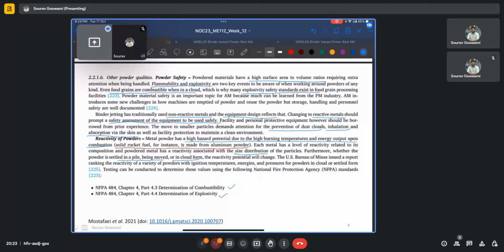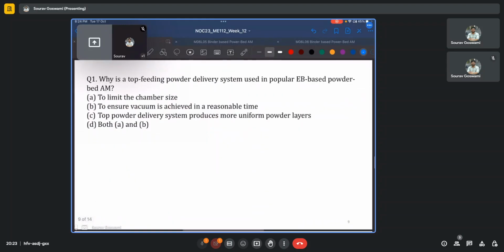So let us resume our session. The first question is asking, why is the top feeding powder delivery system used in popular electron beam based powder bed AM? Is it to limit the chamber size? Is it to ensure that the vacuum is achieved in a reasonable amount of time? Is it because the top powder delivery system inherently produces more uniform powder layers? Let us examine each of these.